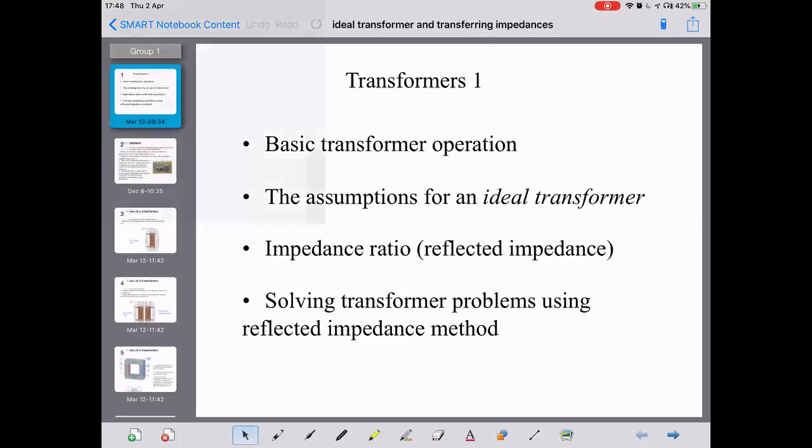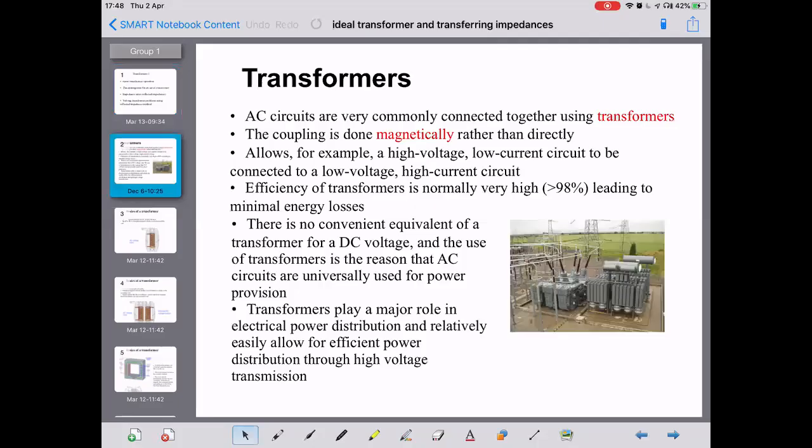So, transformers. AC circuits are commonly connected together using transformers. Coupling is done magnetically rather than by a direct electrical connection. This allows, for example, a high voltage low current circuit to be connected to a low voltage high current circuit. Their efficiency is normally very high, greater than 98%, leading to minimal energy losses.